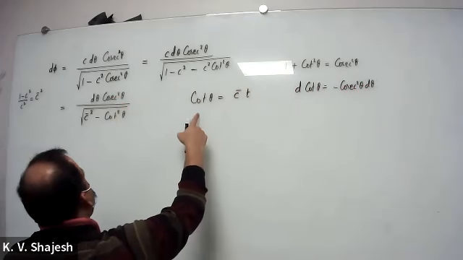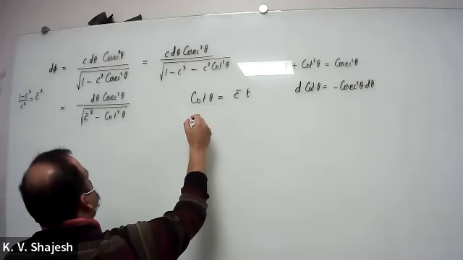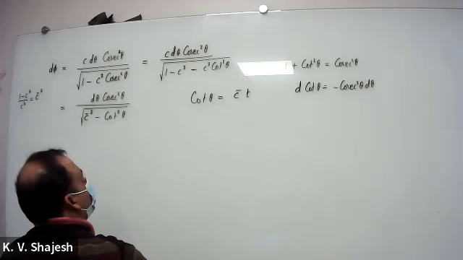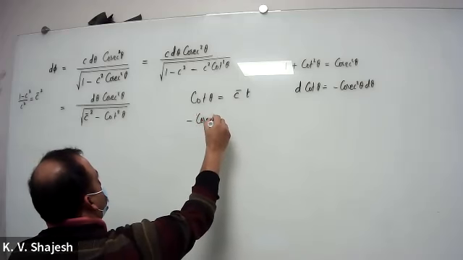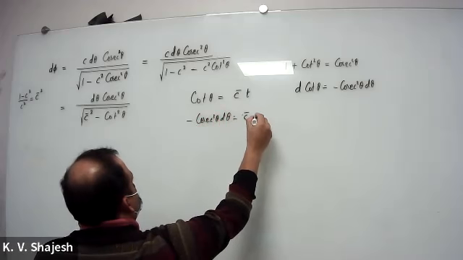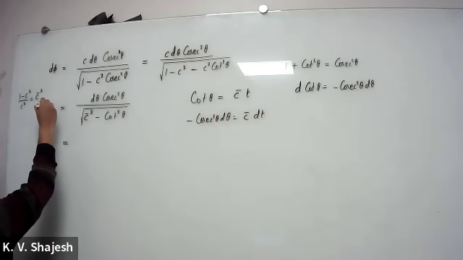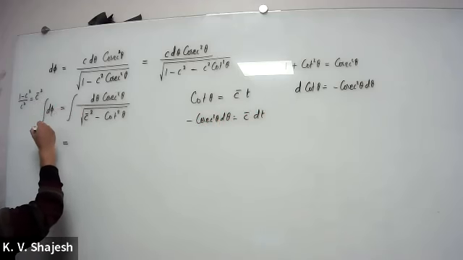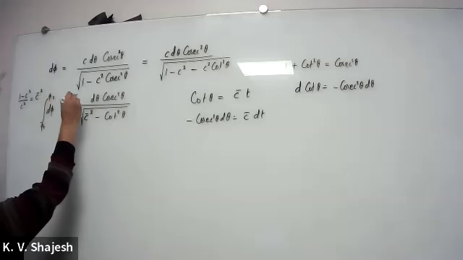So this is the derivative of cotangent theta. Okay, so this is minus cosecant square theta d theta is equal to c bar dt. That's equal to, okay, I will integrate also somewhere here. This is d phi, and I have to integrate. This is going from phi1 to phi2, and this is going from theta1 to theta2.